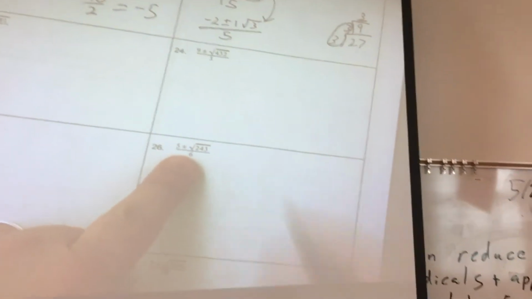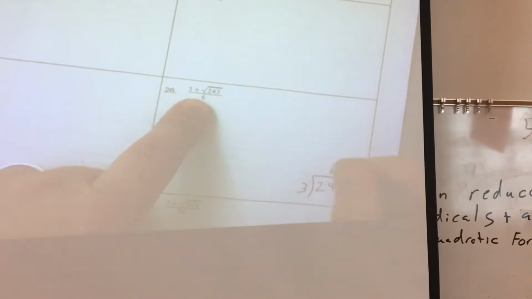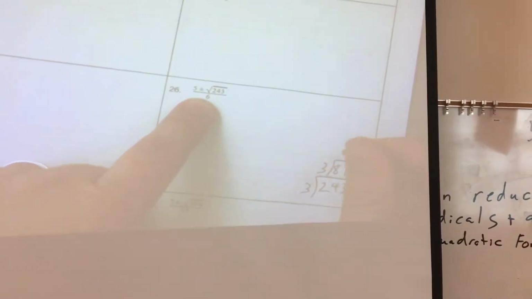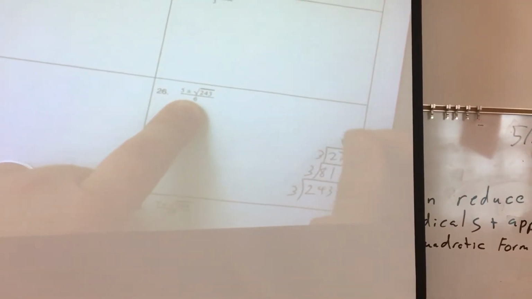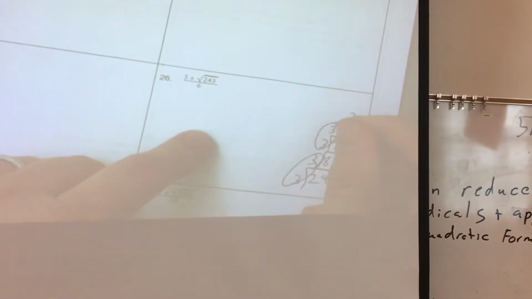When you come down here to ones like this, 243 is divisible by 3. That's 81, which is divisible by 3. It's 27, divisible by 3. It's 9, divisible by 3. It's 3. That's a pair of 3's and a pair of 3's.